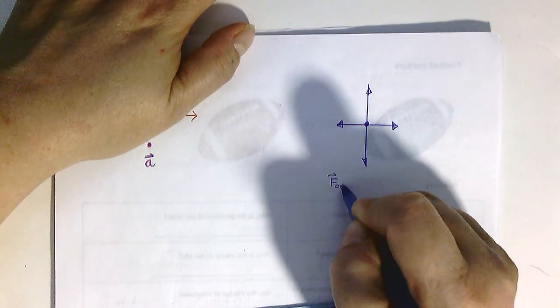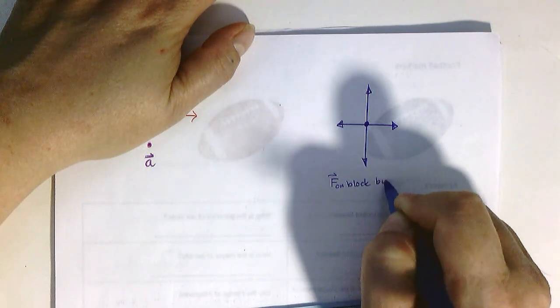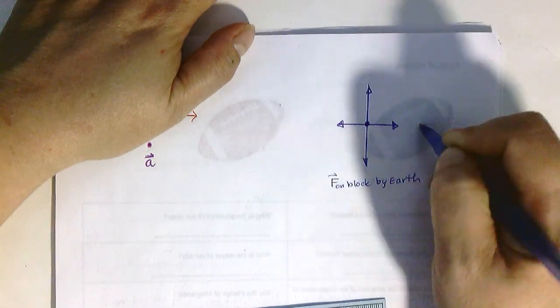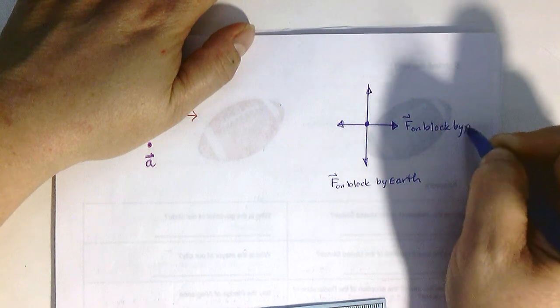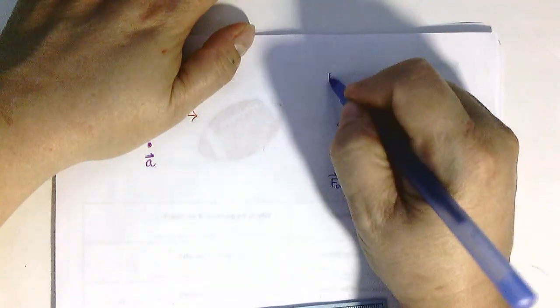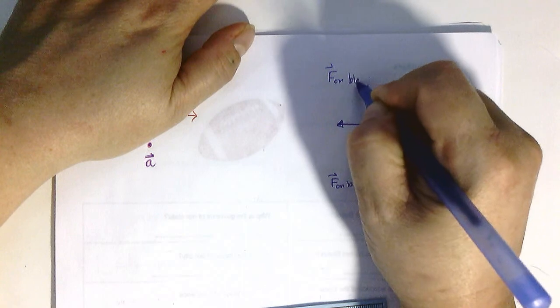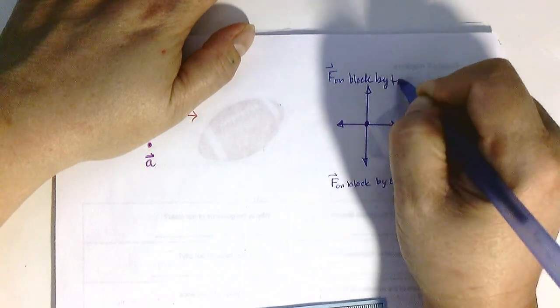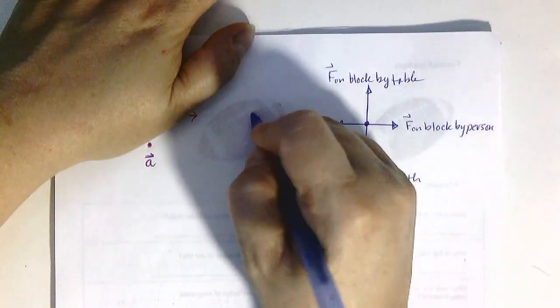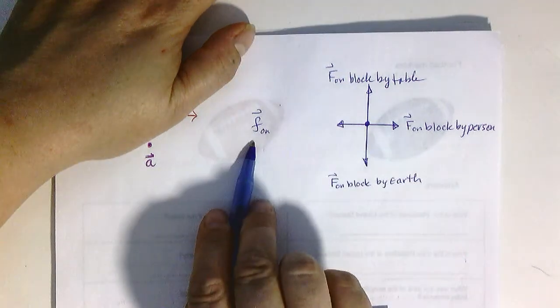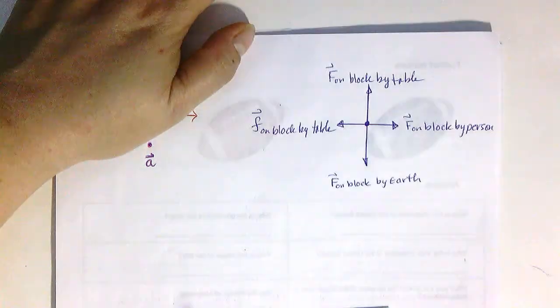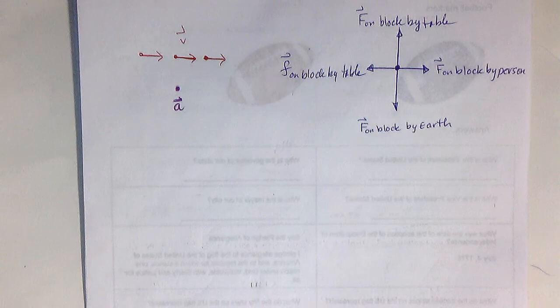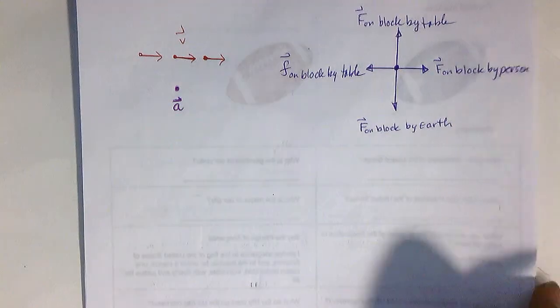So this is force on block by Earth. This is force on block by person. This is force on block by table. And this is lowercase f, this is your frictional force, force on block by table. Okay, so now we're ready to sum the forces. We're going to go ahead and fold our paper in half.